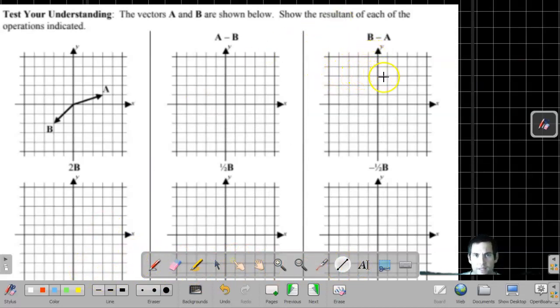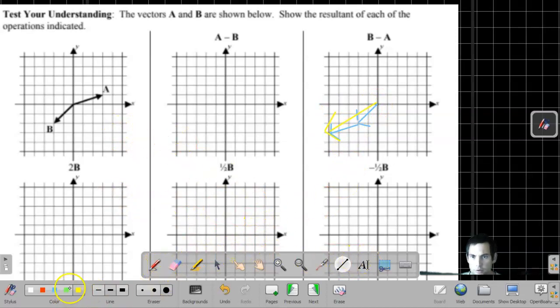Anyway, now B minus A. So let's go ahead and start with B. So it's 1, 2, and 2, right? So that's vector B. Vector A, anti-parallel. So this goes up 1 and to the right 3. So we're going to go down 1 and to the left 1, 2, 3 for the resultant vector to be in this direction. There's our resultant.